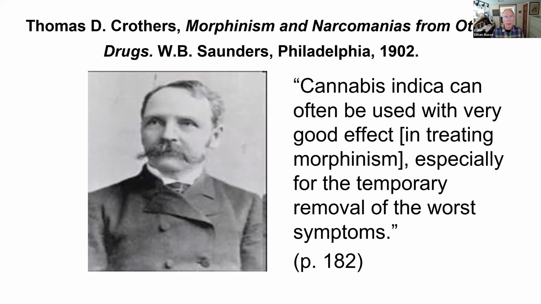Very interestingly, although cannabis was very commonly used in the 19th century, we don't see mentions of abuse. In 1902, this book was on addiction, what they called narcomanias at that time. The only mention of cannabis was not in relation to abuse of it, but rather in its benefit on treating other addictions. Quote, "Cannabis indica can often be used with very good effect in treating morphinism, especially for the temporary removal of the worst symptoms."